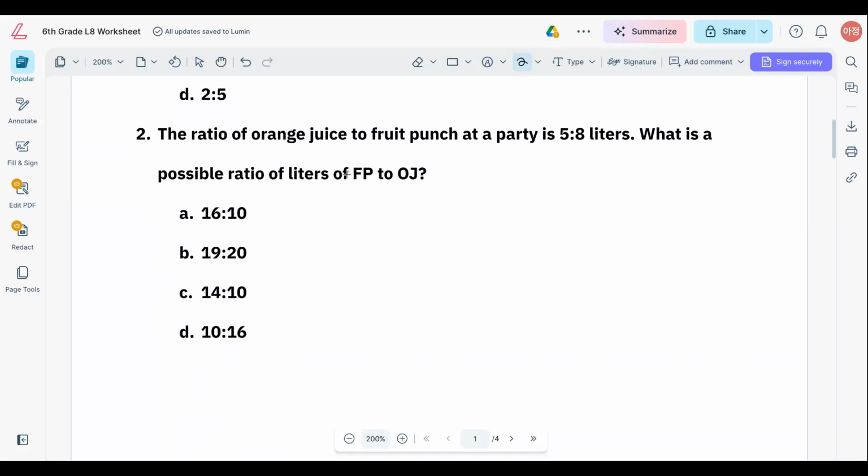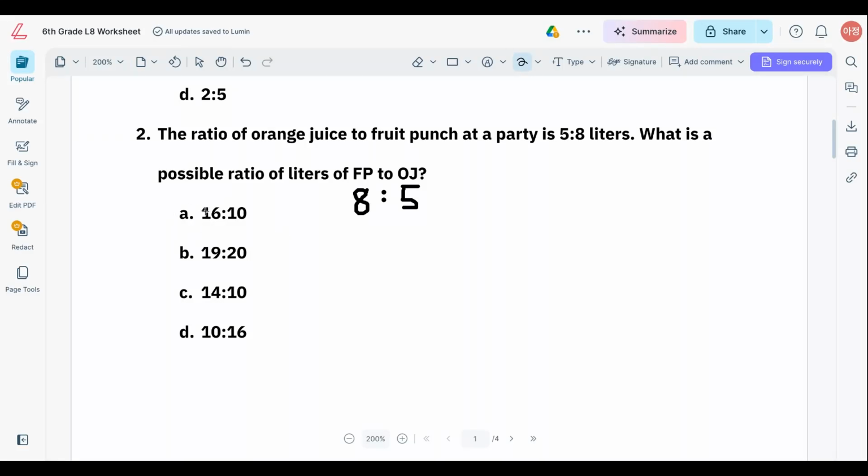The ratio of orange juice to fruit punch at a party is 5 to 8 liters. What is a possible ratio of liters of fruit punch to orange juice? So fruit punch to orange juice, but the ratio given is orange juice to fruit punch. So we just have to flip these two. So fruit punch is 8 and orange juice is 5. And now let's just look at all the options that were given to see which one would be possible.